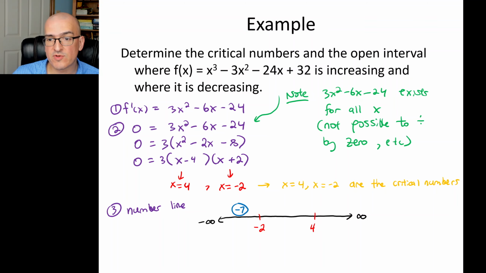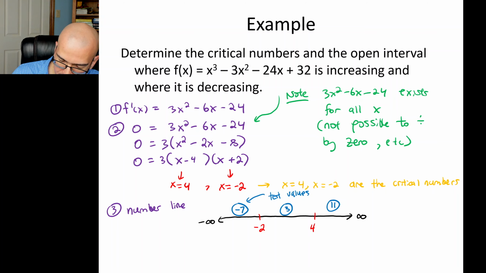Now I'm going to pick another number between -2 and +4. Any number you want. I'm going to pick 3. I'm not even going to pick it in the middle. And then what's next? I need a number between 4 and infinity. How about 11? Okay, and those are our test values. Why did I choose those? Any number will do as long as it fits inside each of those regions. What we do with them is we evaluate the derivative at each of the test values.